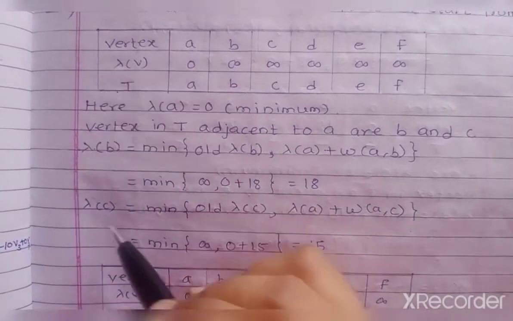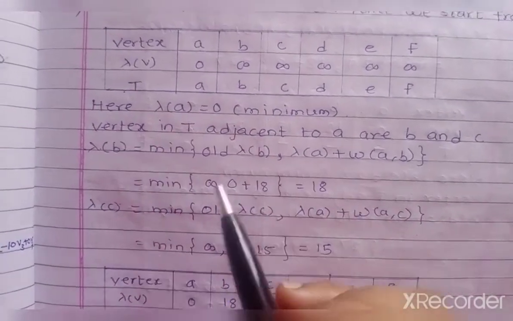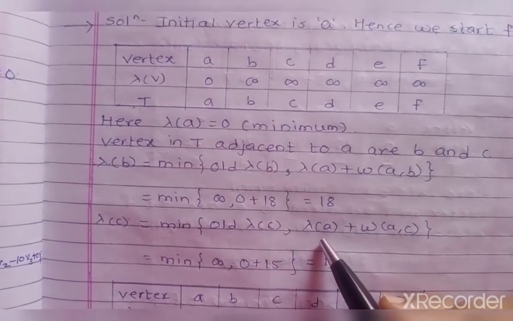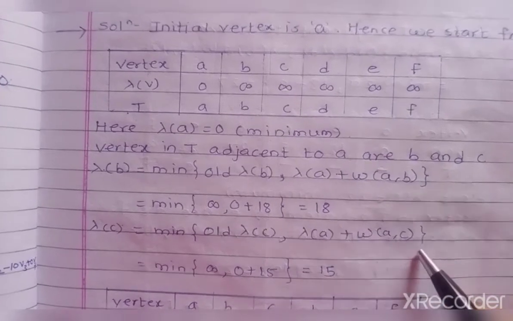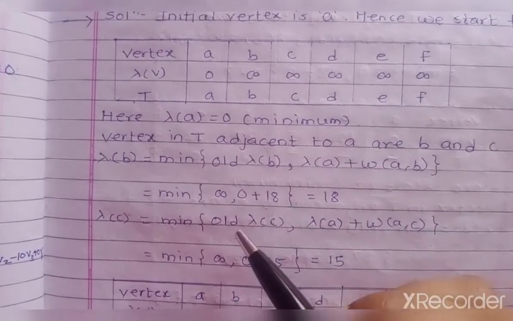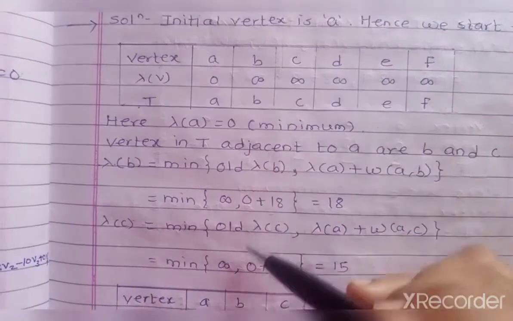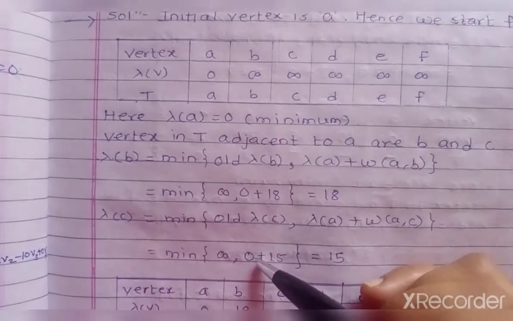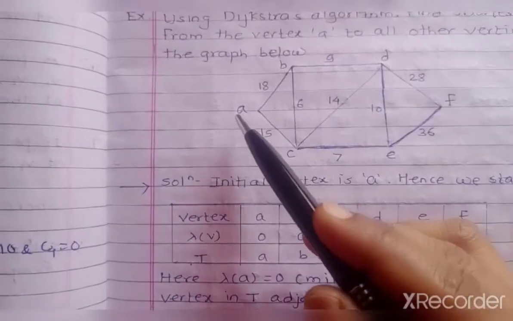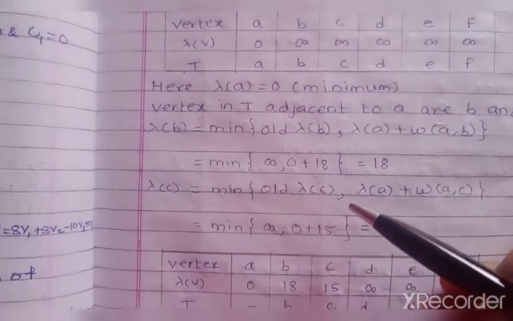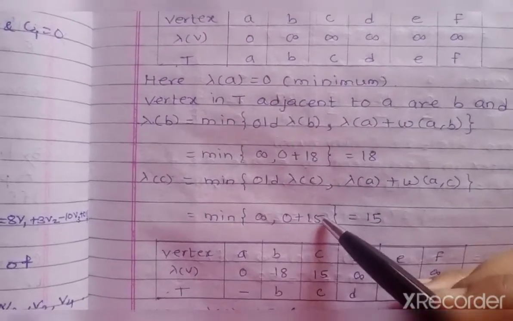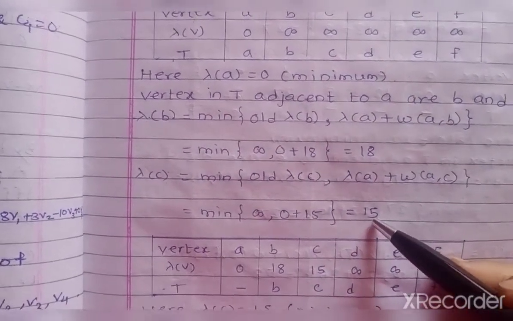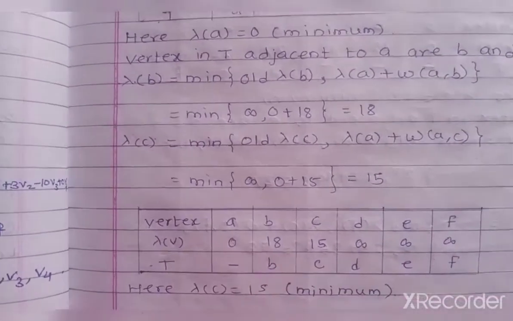Lambda of C is equal to the minimum of the old value of lambda of C, comma, lambda of A plus weight of A to C. Lambda of C's value is infinity, so put infinity. Again lambda of A equal to 0, so we put 0. The weight of A to C is 15, so we put 15. So 0 plus 15 is 15, and among infinity and 15 the minimum is 15, so we write 15. Again we prepare our table.